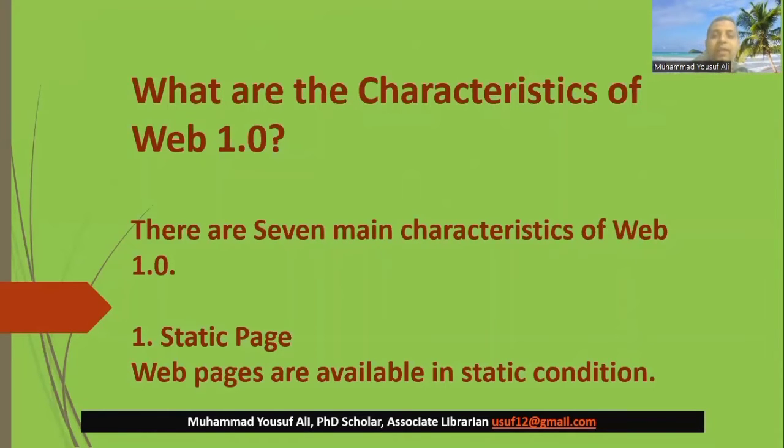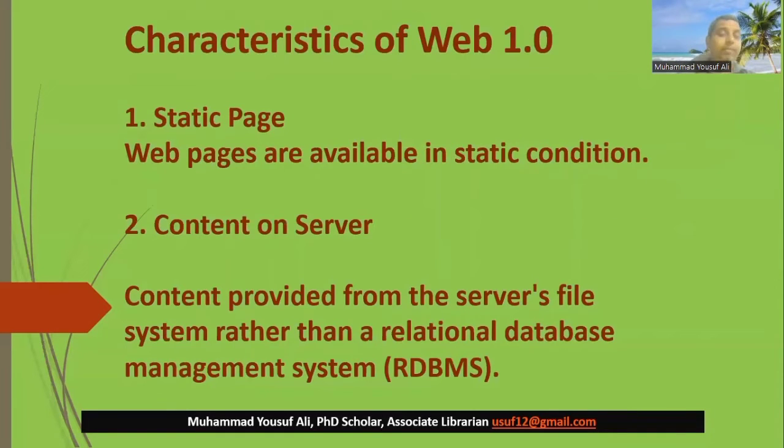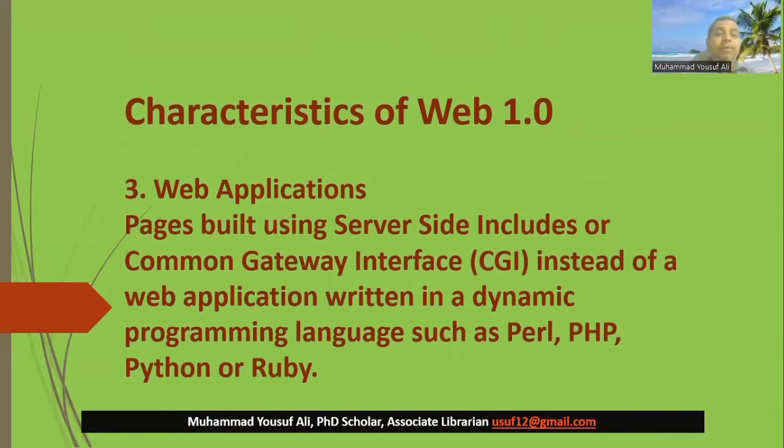There are 7 main characteristics of Web 1.0. Number one, static pages. Web pages are available on Web 1.0 in static condition. Point number two, content on web server. Content is provided from the server file system rather than a Relational Database Management System (RDBMS). Number three, web application. Web pages were built using server-side includes or Common Gateway Interface (CGI) instead of web applications written in a dynamic programming language such as Perl, PHP, Python, or Ruby.